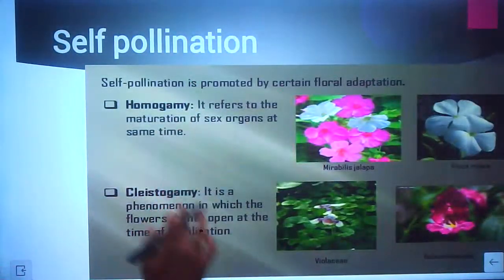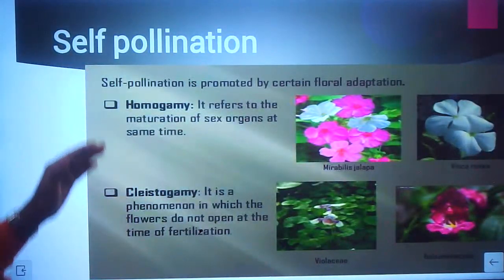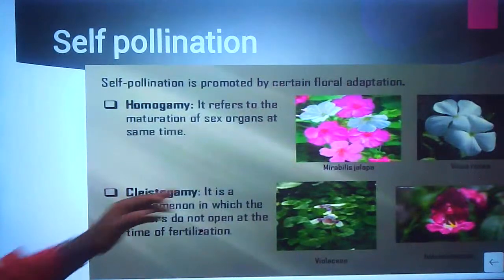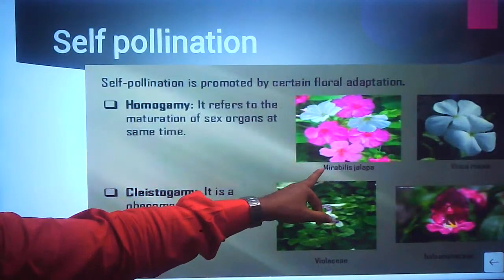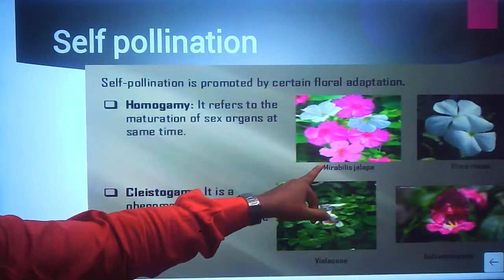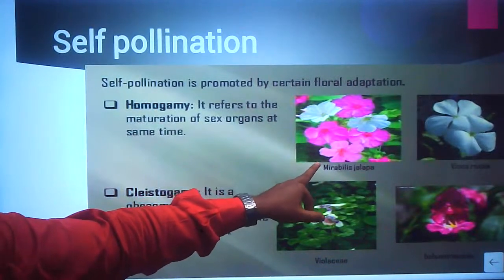Okay. Now we can take self-pollination, homogamy, cleistogamy that we already discussed. Just now I told you Mirabilis jalapa. This is Mirabilis jalapa, the 4 o'clock plant.